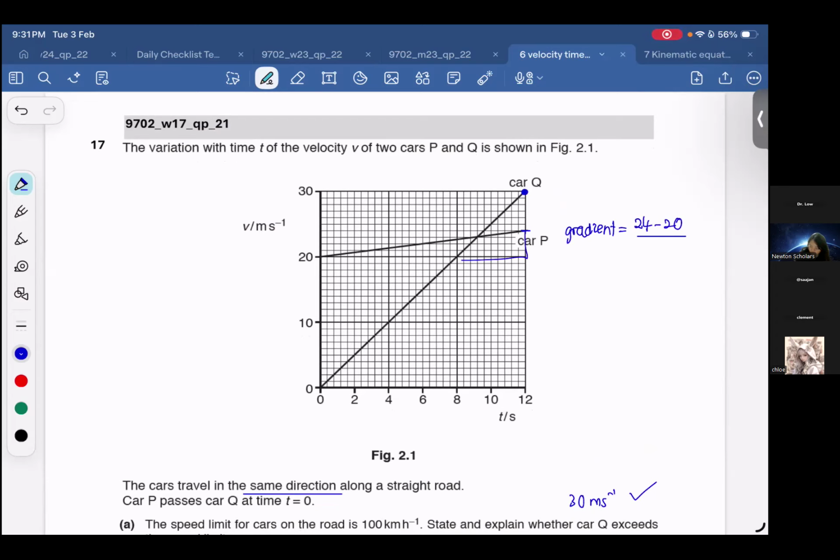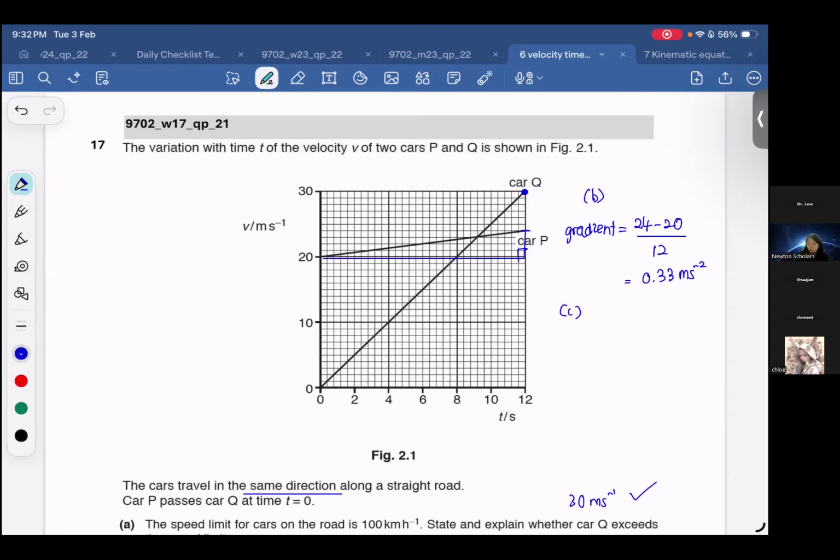So I'm using this triangle idea. This triangle, I can't draw very exactly on the line. Like this, 12 seconds. So for car P, the acceleration should be 0.33 meters per second squared. Using gradient to find the acceleration, that's all. This one should be quite straightforward, okay? So this is question B.